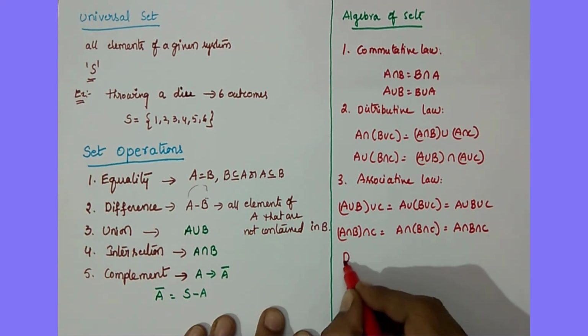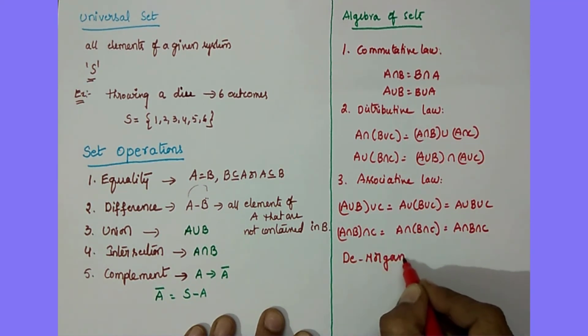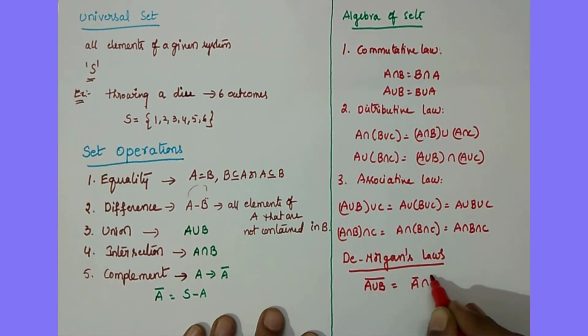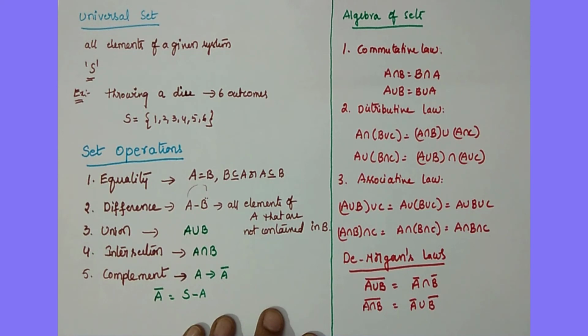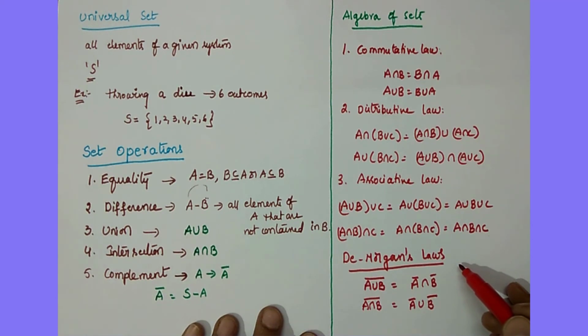Then separately we have De Morgan's laws. What are De Morgan's laws? (A union B) whole bar is equal to A bar intersection B bar. Same way, (A intersection B) whole bar is equal to A bar union B bar. Okay, so this is algebra of sets. It totally contains 4 laws: commutative law, distributive law, associative law, and the separate De Morgan's laws. Okay.